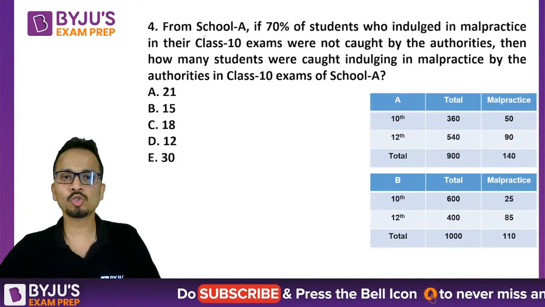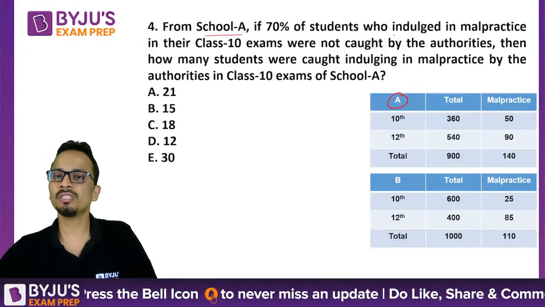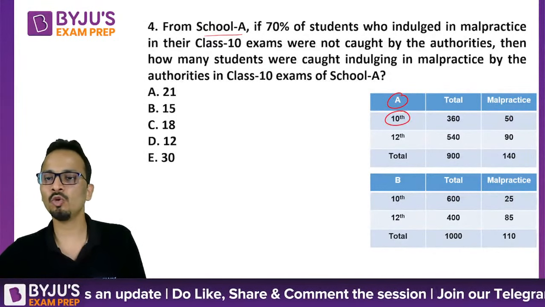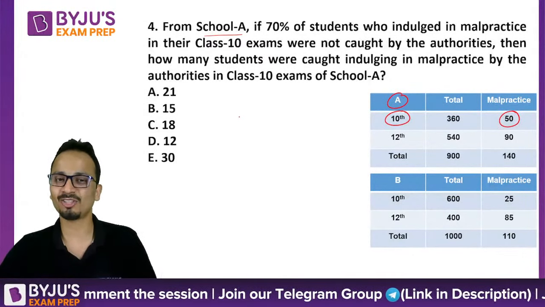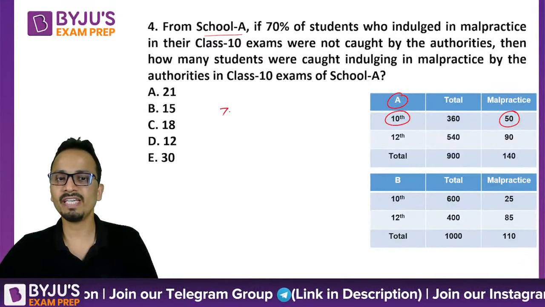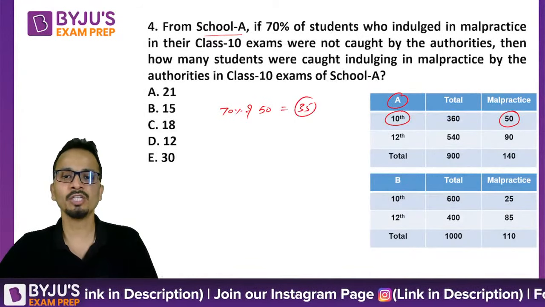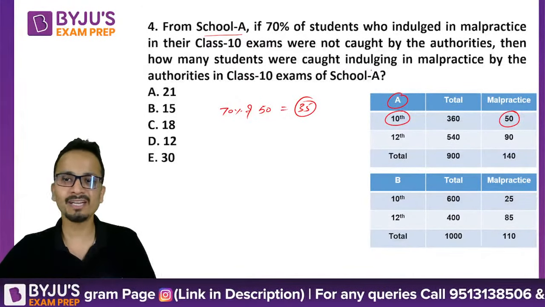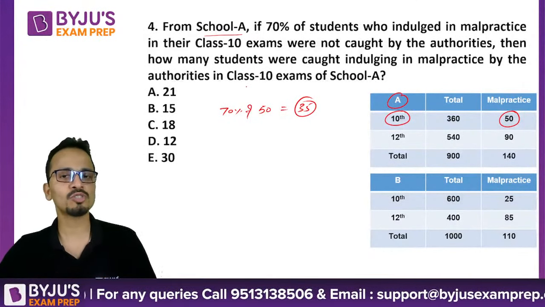Okay, now from school A, they are talking about school A. If 70% of the students who indulge in malpractice in their class 10th were not caught by the authorities, so 70% of 50 is 35. So 35 students were not caught. Then how many students were caught indulging in malpractice by authorities in class 10 from school A?